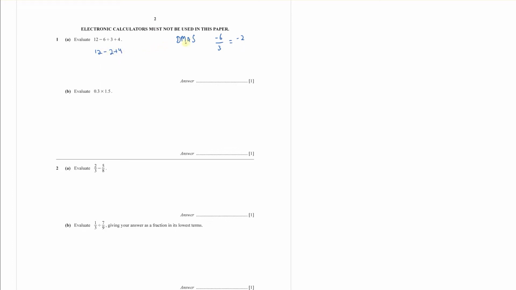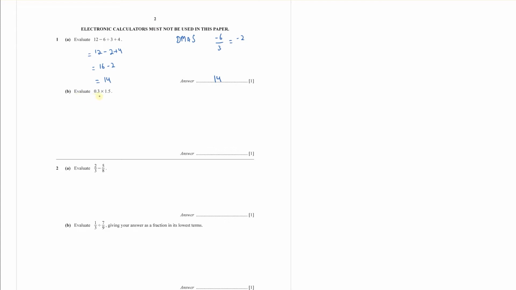Then you have to do the multiplication. There's no multiplication here. So then addition. So this is -2, which is being subtracted. So 12 and 4 have positive signs, so they are being added. So 12 plus 4 would be equal to 16 minus 2, and then 16 minus 2 is 14. So this will be your answer.